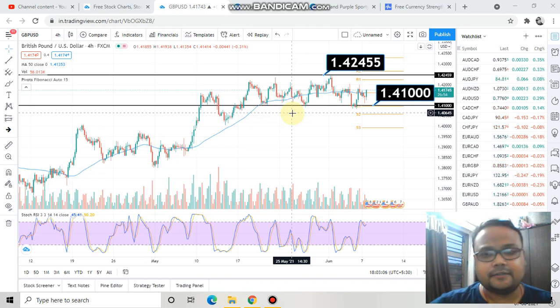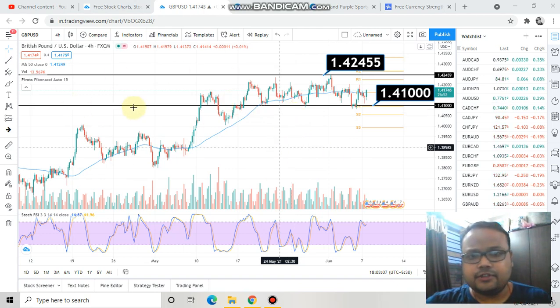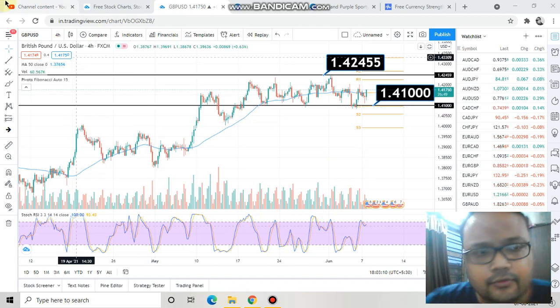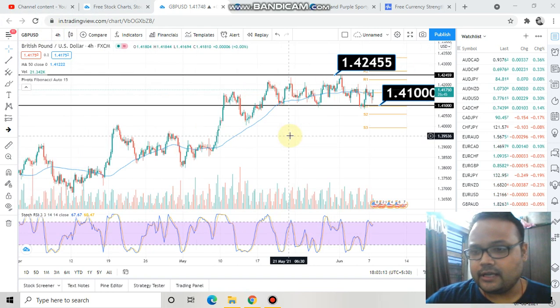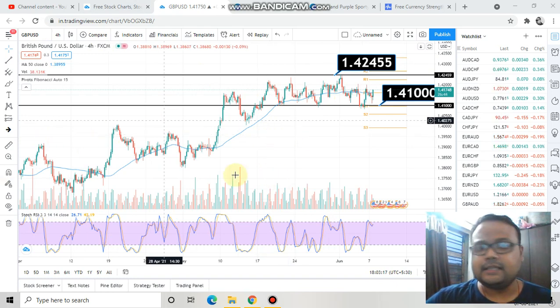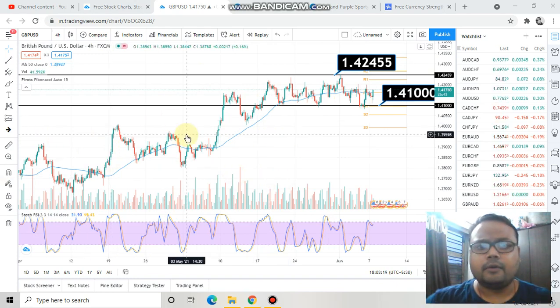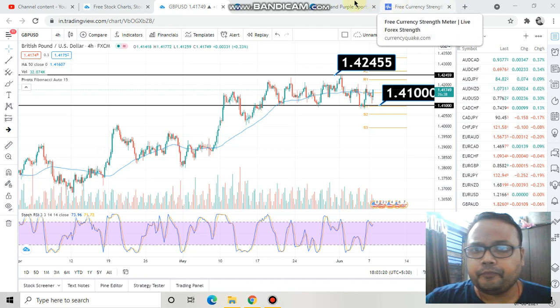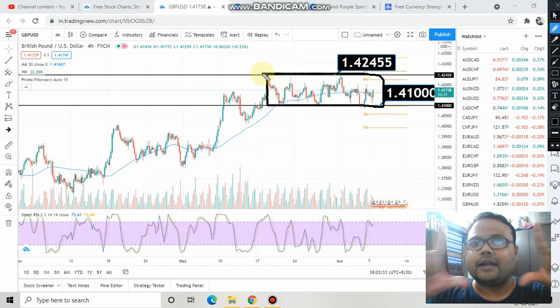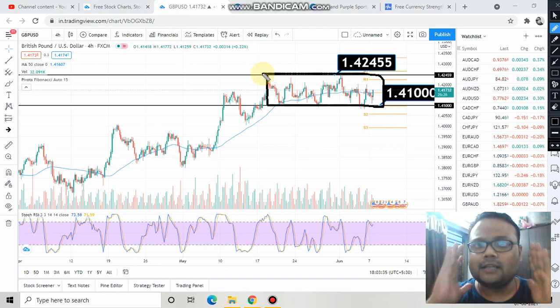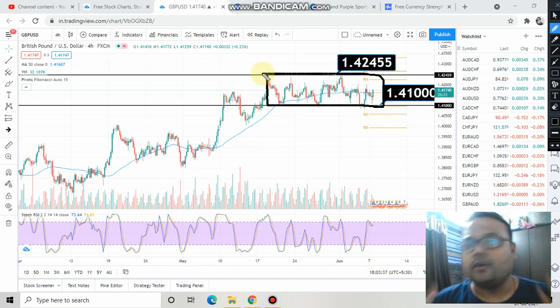So let's get started. This is the chart of GBP USD, and as you can see, I'm in the 4 hours time frame, my favorite. At first, let's do the analysis. You can see that the market is in an uptrend, no doubt about it. After this particular price level, the market went into a range, and we can see that the market is still trading in a particular tight range. The market is in an uptrend, but right now it is caught in a range.